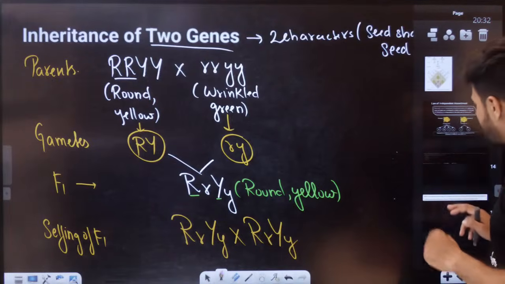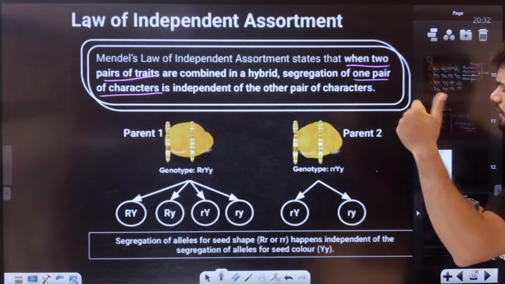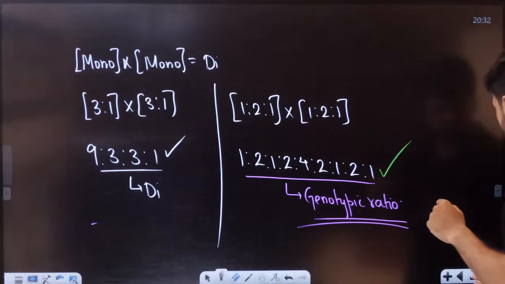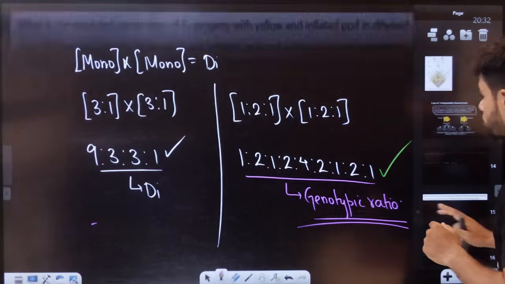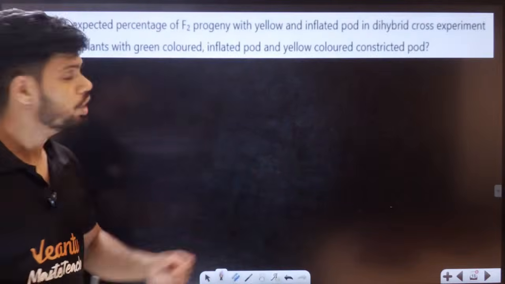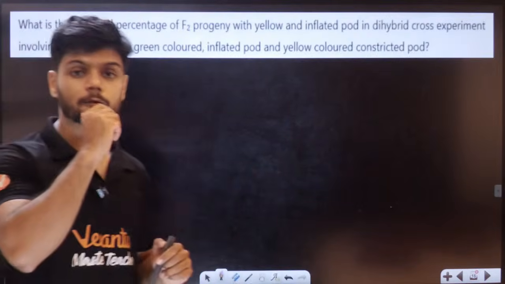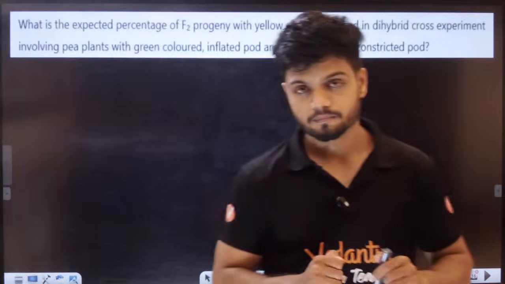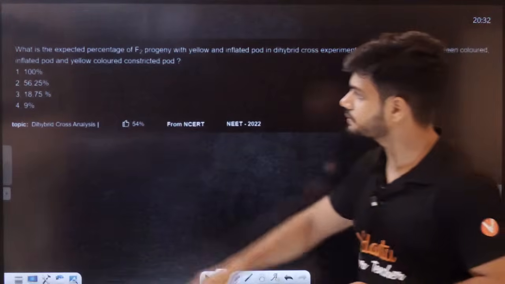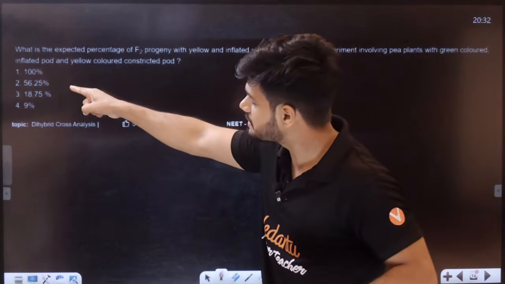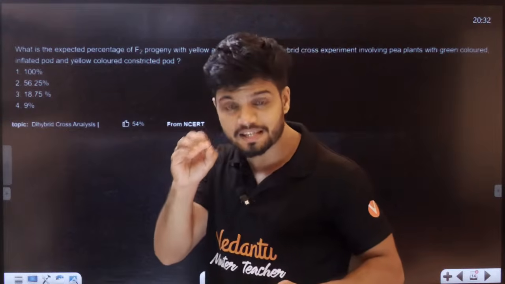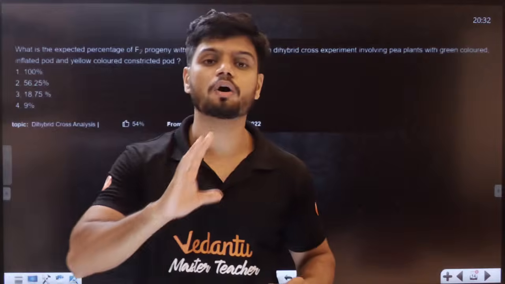Students, in examination, they will not ask you this definition. In examination, what they will ask students? They will ask you a question like this. How do you solve this question? Anyone? Here, they'll give you options also. They'll give you options like this. 100%, 50 to 56%, 18%, 9%. So when you get these questions, you should be able to solve them.